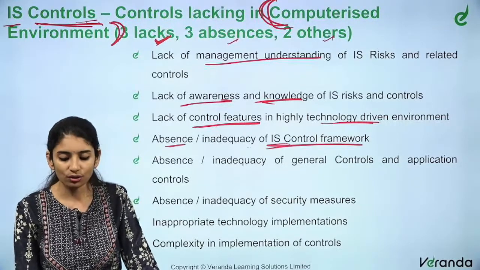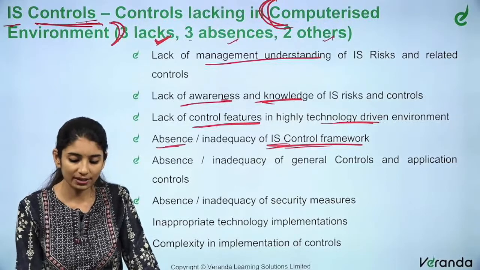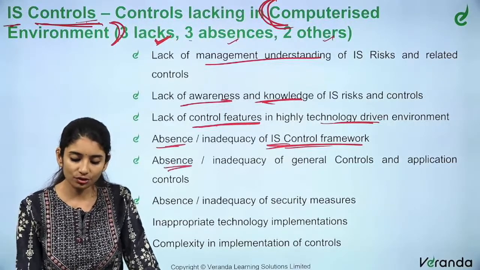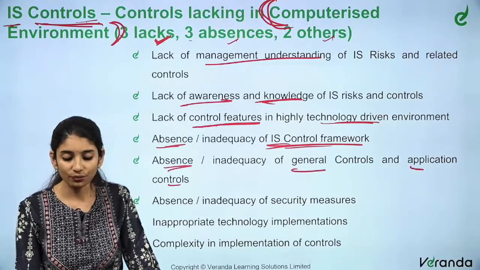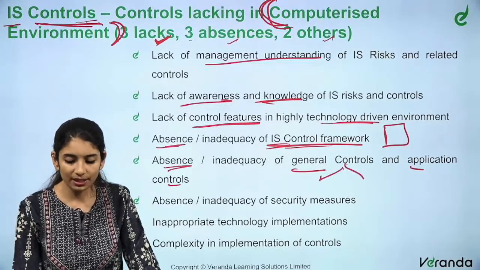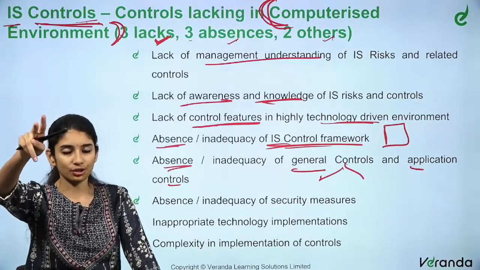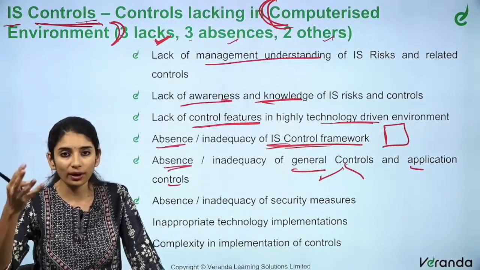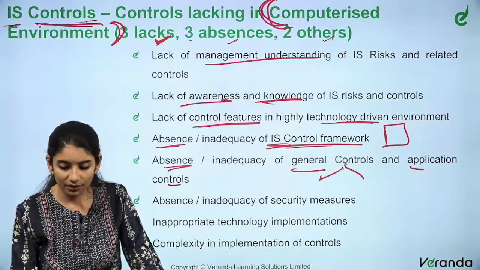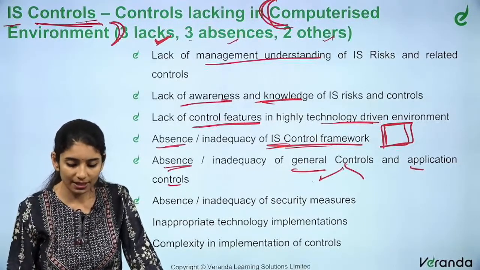Absence of IS control framework. Absence of, so 3 on absences. Absence of IS control framework, absence of general control and application. So, first of all, the framework itself is missing. Second, general controls are missing, application. If you remember, there are 2 types of controls. One is a general control, one is an application control. Now, both these controls or either one of them is missing. First, the framework itself is missing. Second, the controls are missing.